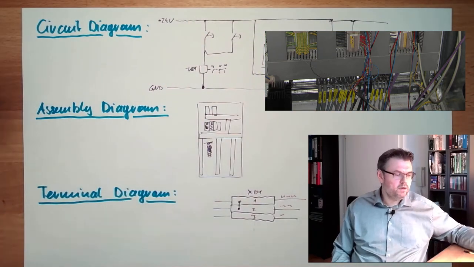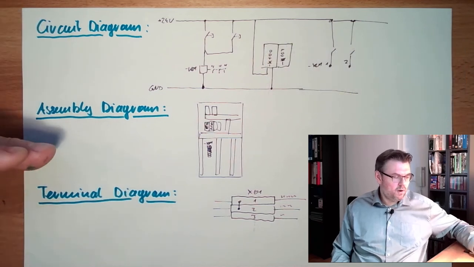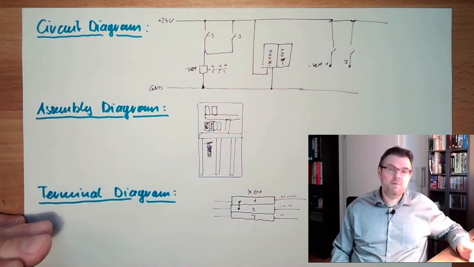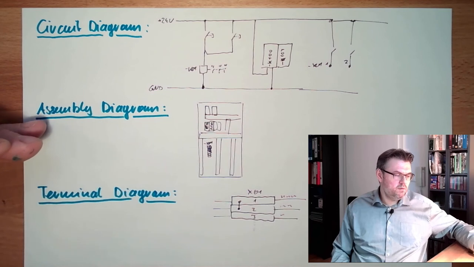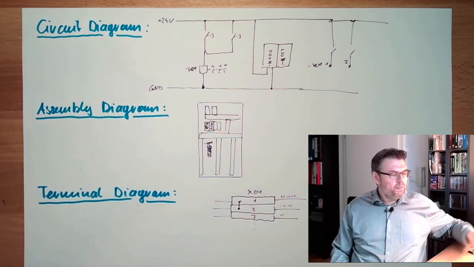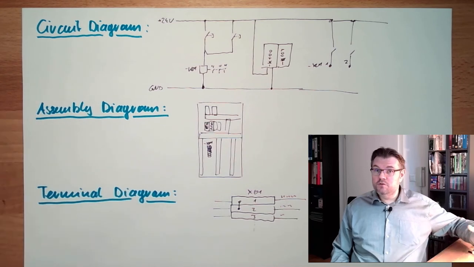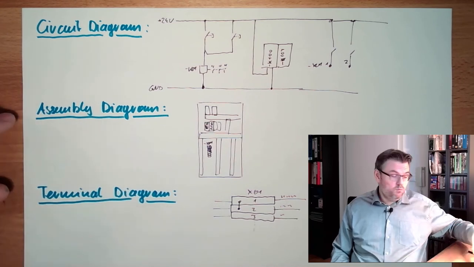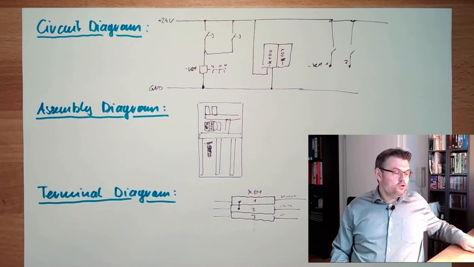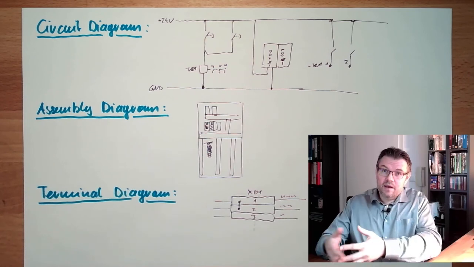So Stromlaufplan, Aufbauplan, and Klemmenplan. Circuit diagram, assembly diagram, terminal diagram. Circuit diagram showing the internal logic, assembly diagram showing the physical appearance and where to put this, and terminal diagram showing how to connect it on site externally.